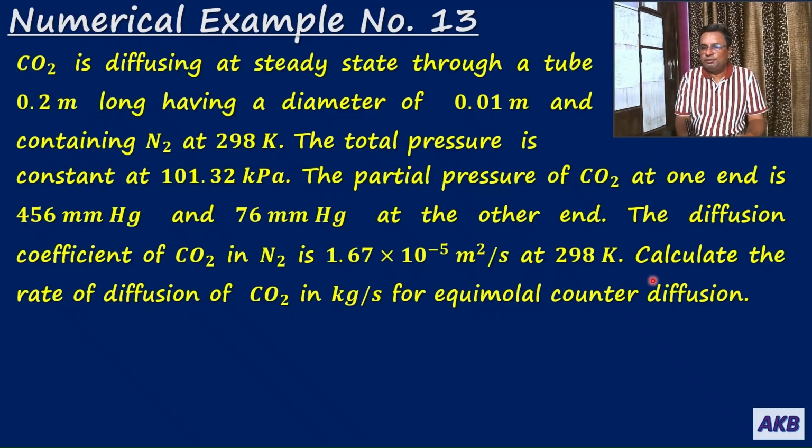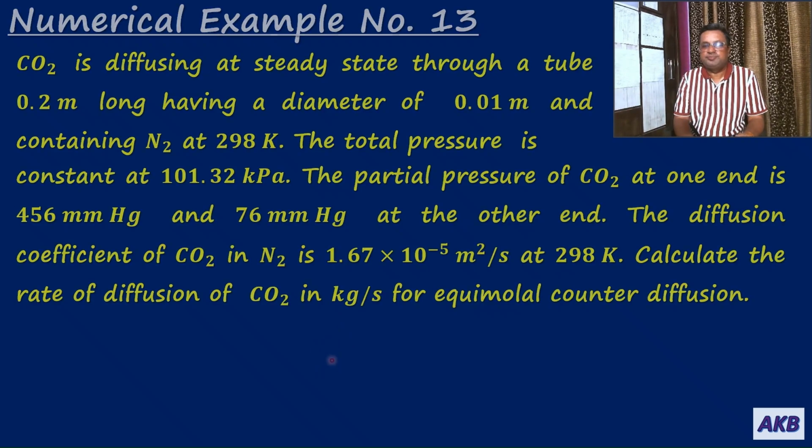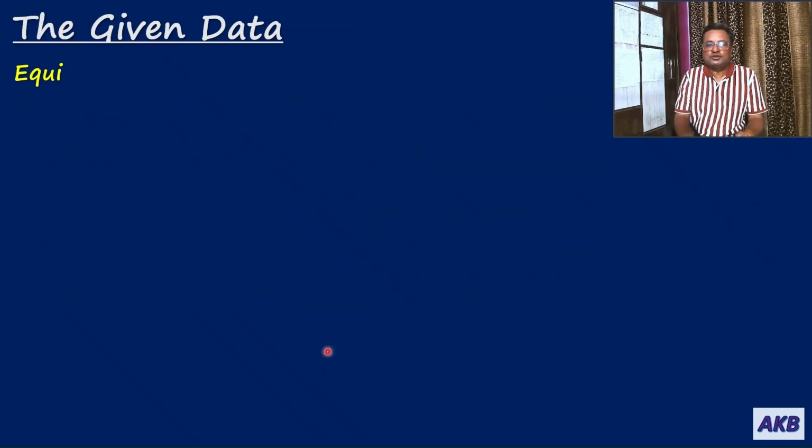And with this information, we are supposed to calculate the rate of diffusion of CO2, but we have to get it in kg per second for equimolal counter diffusion. So this is the numerical statement. Now let us first list what is given to us, and then we will solve the numerical example.